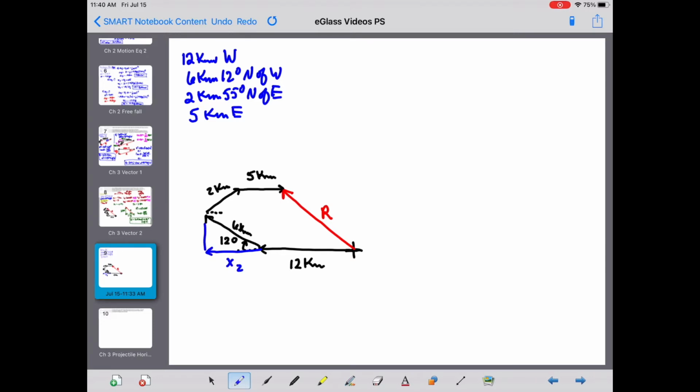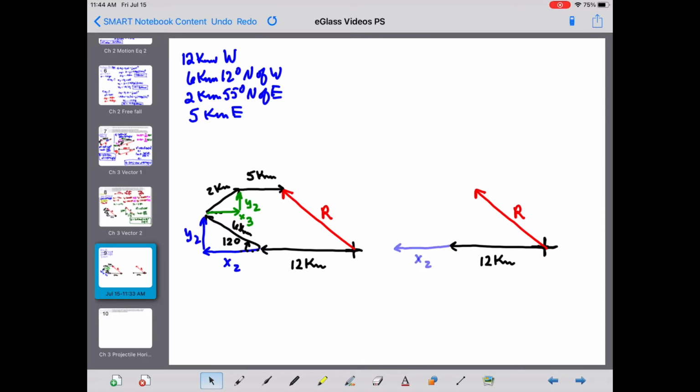So then we're going to draw in x2 and y2, the components of the 6 kilometers, and x3 and y3, the components of the 2 kilometers. We want to take those and combine them. So now I'm going to pull the resultant over, and now the x components all pulled over, head to tail: the 12 to the west, followed by the x2 value that you would have found by trig, followed by the x3 value, which is in the opposite direction, so that would be a subtraction, and then the 5 kilometers head to tail. That gives us the x total.